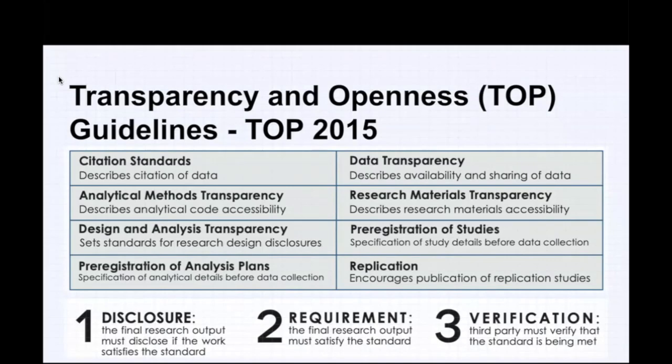Now, the original TOP framework had over 5,000 journal and organizational signatories. So it was a very successful and widespread movement to take up these guidelines. And as I said, the modularity of the different standards and the different levels of possible adoption were key to the success of the framework.